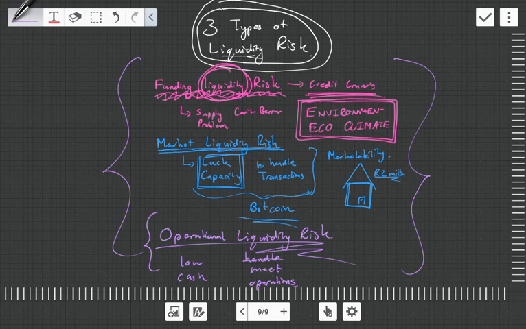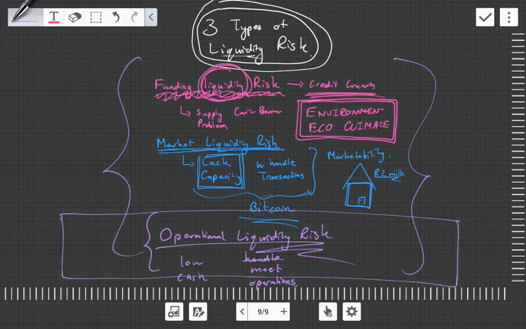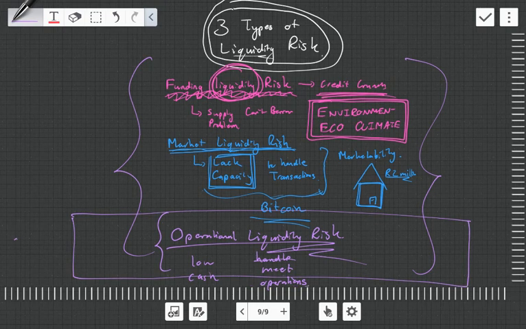But it's important to realize that there are some liquidity risks that are under your control, such as operational liquidity risk, and there are other ones that are out of your control or more of an external risk that you need to be aware of.